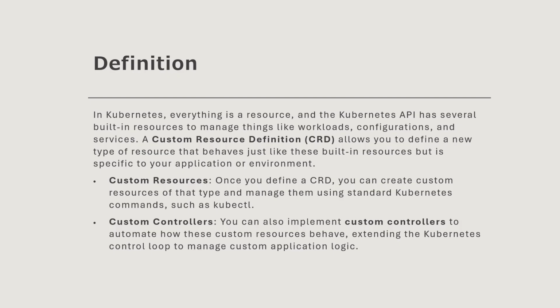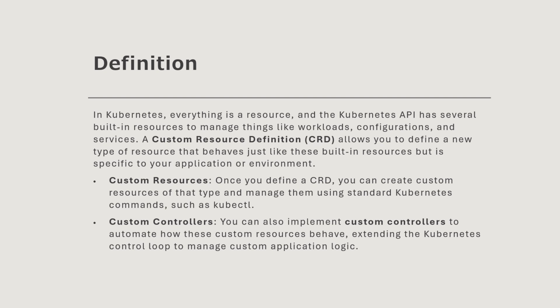Custom Resource Definition, CRD, in Google Cloud. A custom resource definition, CRD, is an important concept within Kubernetes, a widely used open-source platform for managing containerized applications. In the context of Google Kubernetes Engine, GKE, Google Cloud's managed Kubernetes service, a CRD allows you to extend Kubernetes functionality by defining your own custom resources.